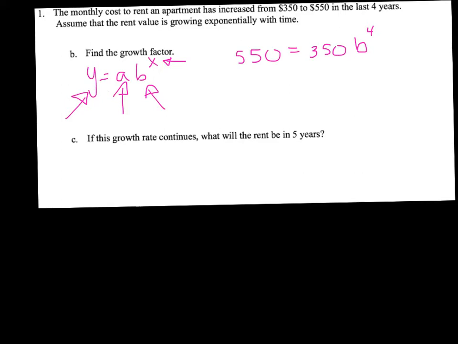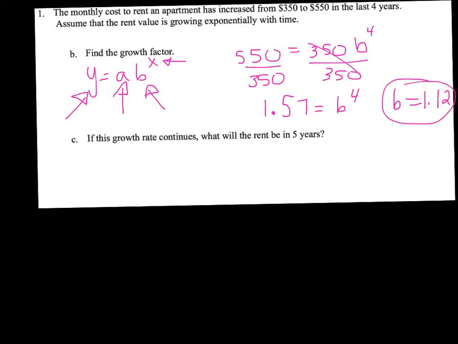I'm going to start by dividing both sides by 350. That will give me $1.57 equals b to the fourth. Then I'm going to take the fourth root of that, which is 1.12. That would be my growth factor, which means that it's growing at 12% each year.